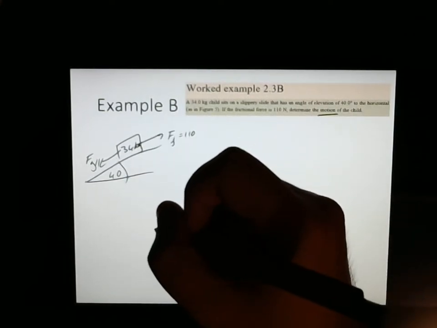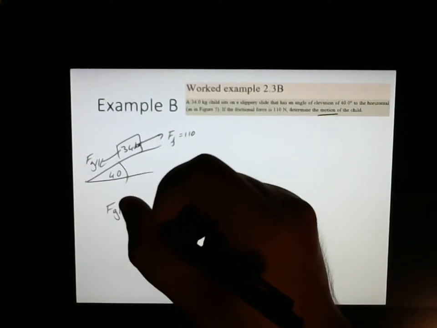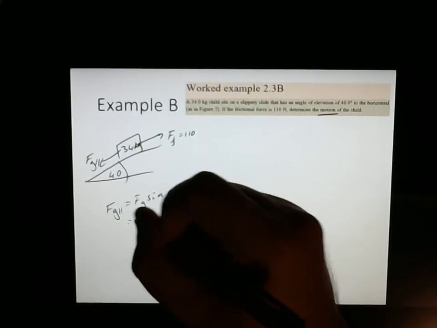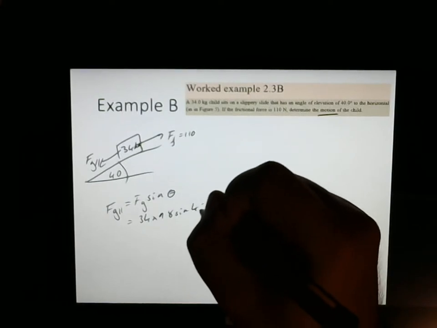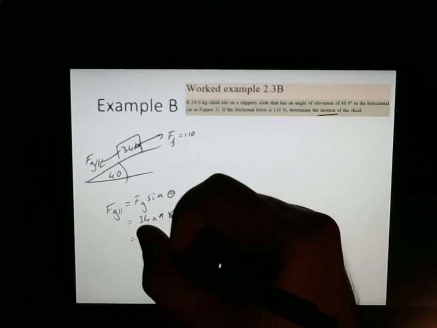So let's work out the gravitational force. Fg parallel equals Fg sine theta equals 34 times 9.8 times the sine of 40, and we will end up with some answer. 34 times 9.8 times sine of 40 gives us 214 newtons.